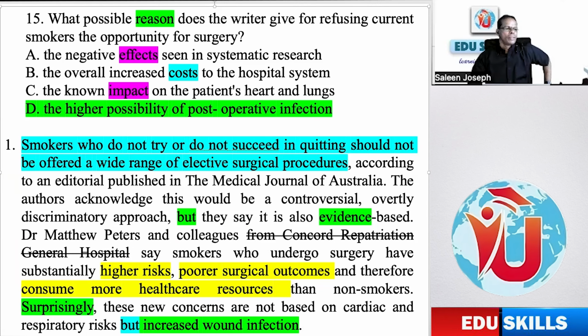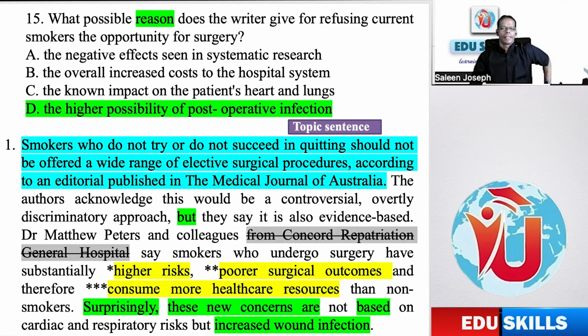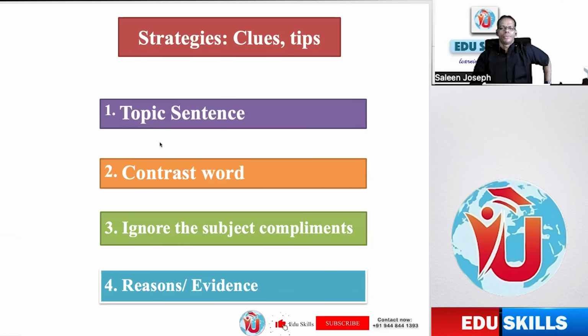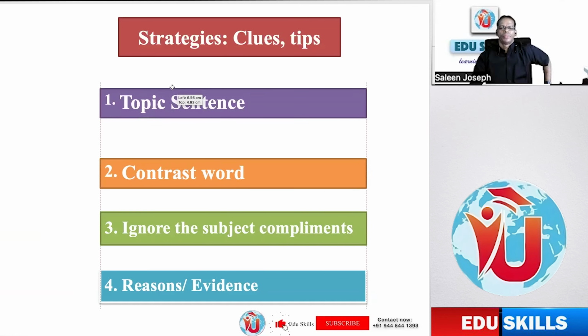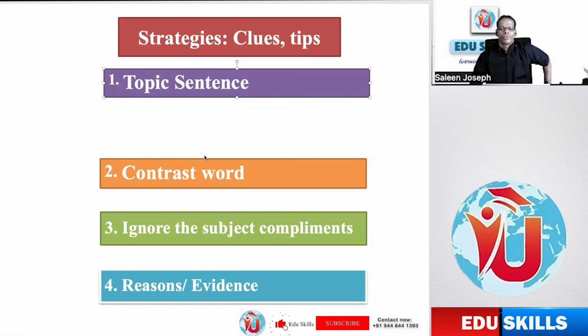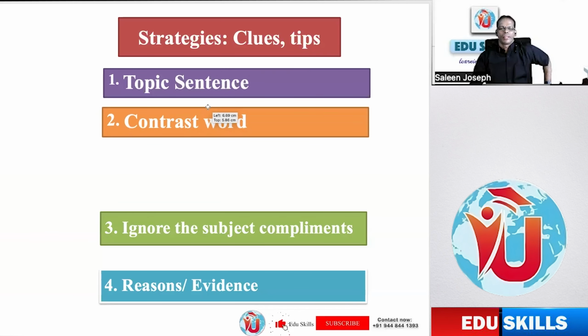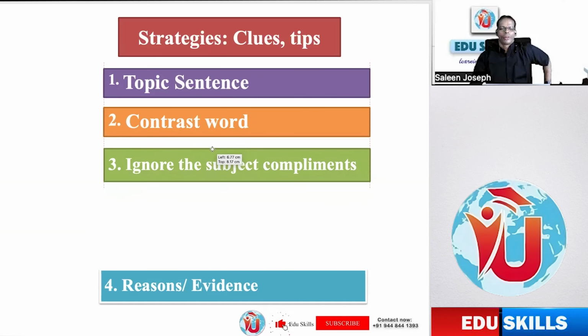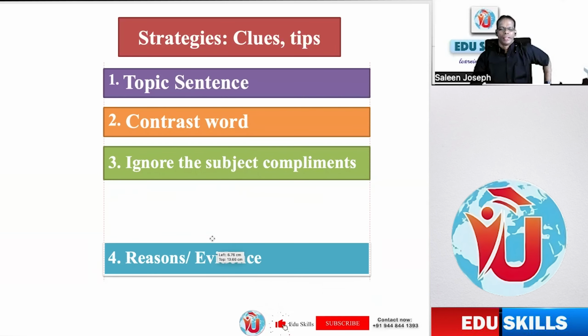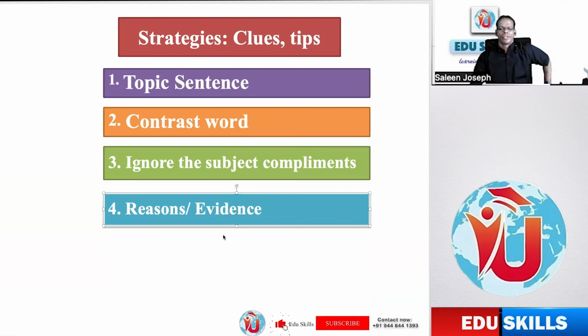So this is how I have highlighted these things. You have the topic sentence here. You have the contrast word as the clue or strategy or tip, whatever you want to say. Then ignore the subject complements. Look at the synonyms, reasons, evidence.